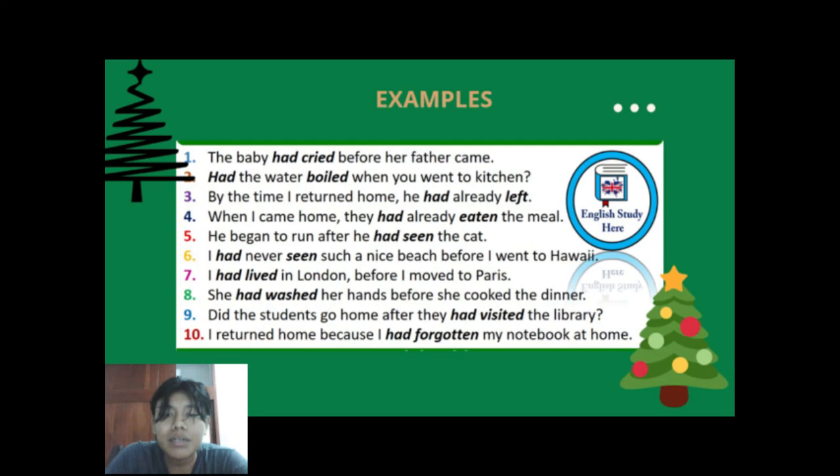As you can see here, there are examples of how we can use the past perfect. And as I said, the past perfect is when an action happened before another action. But you can learn about this past perfect with examples, with your own construction of sentences.